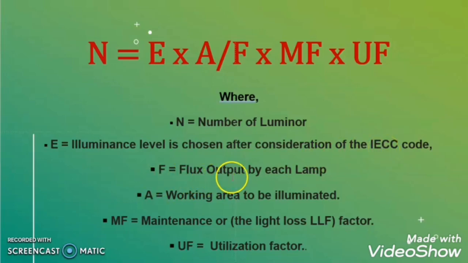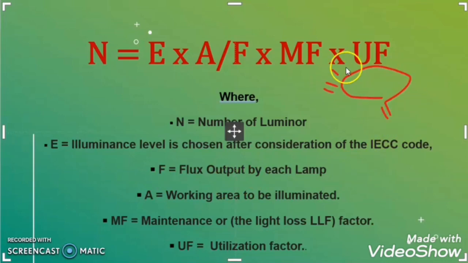F here is the flux output by each lamp, meaning how much light one single lamp is emitting, and that unit is lumens. So F is the lumens produced by one single lamp, A is the area which needs to be illuminated, MF is the maintenance factor or light loss factor, and UF is the utilization factor. We will discuss each of them.